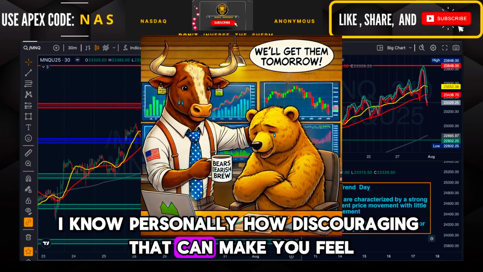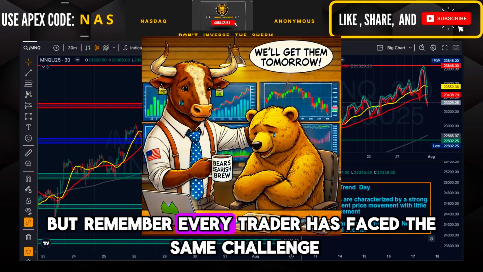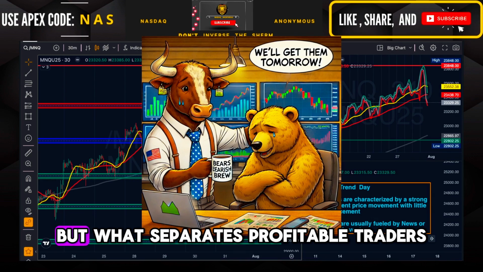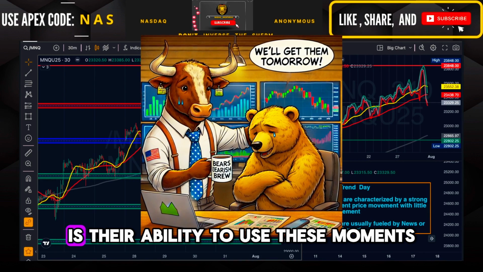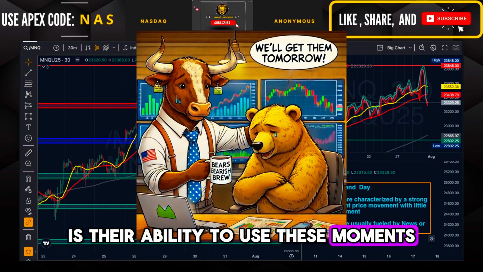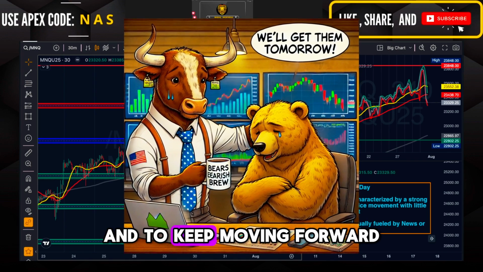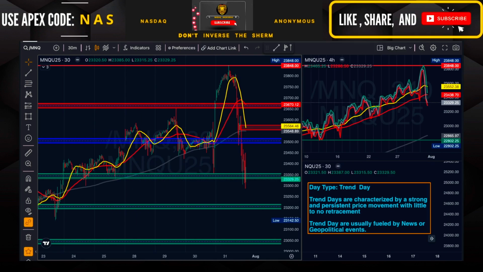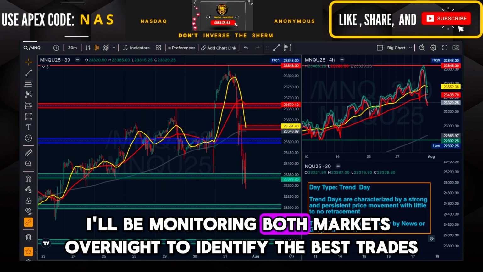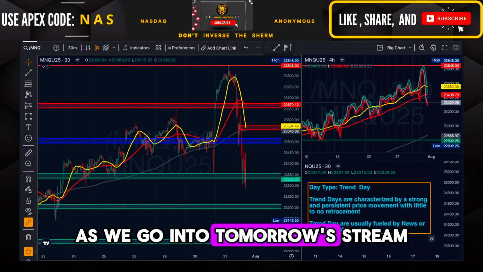Now, for those that found themselves on the wrong side of the market today, I know personally how discouraging that can make you feel. But remember, every trader has faced this same challenge. But what separates profitable traders is their ability to use these moments to refine their strategies and to keep moving forward. But I'll be monitoring both markets overnight to identify the best trades as we go into tomorrow's stream.